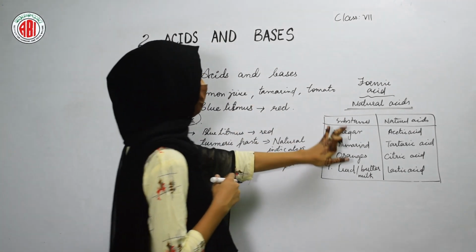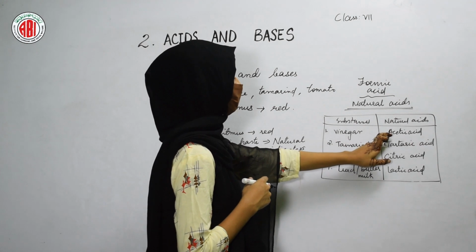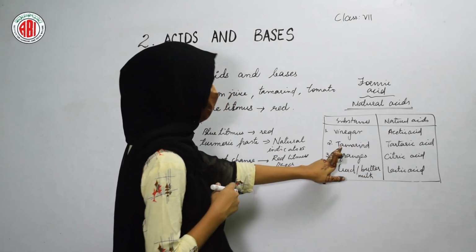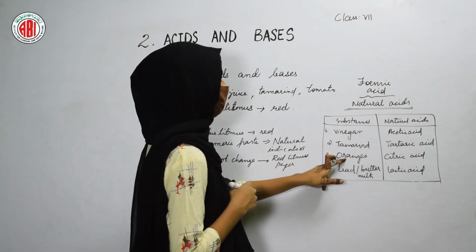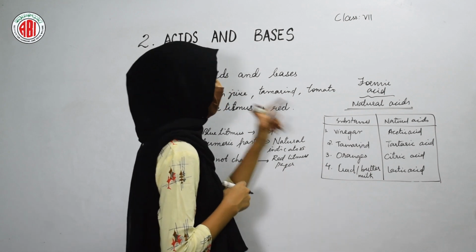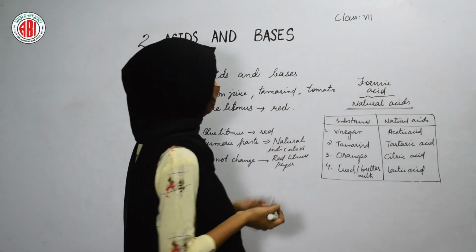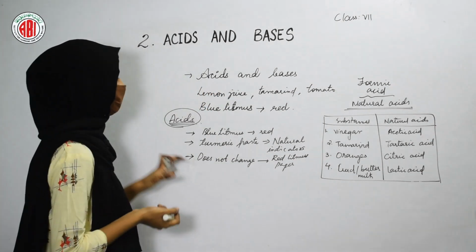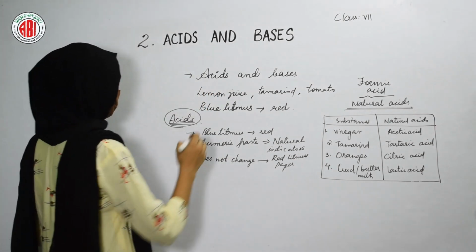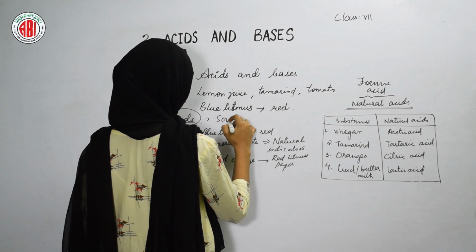For example, in vinegar we can find the presence of acetic acid. In tamarind, tartaric acid is present. In oranges, citric acid is present. And in curd or buttermilk, we can find the presence of lactic acid. So this is about the acids, and acids are sour in taste.